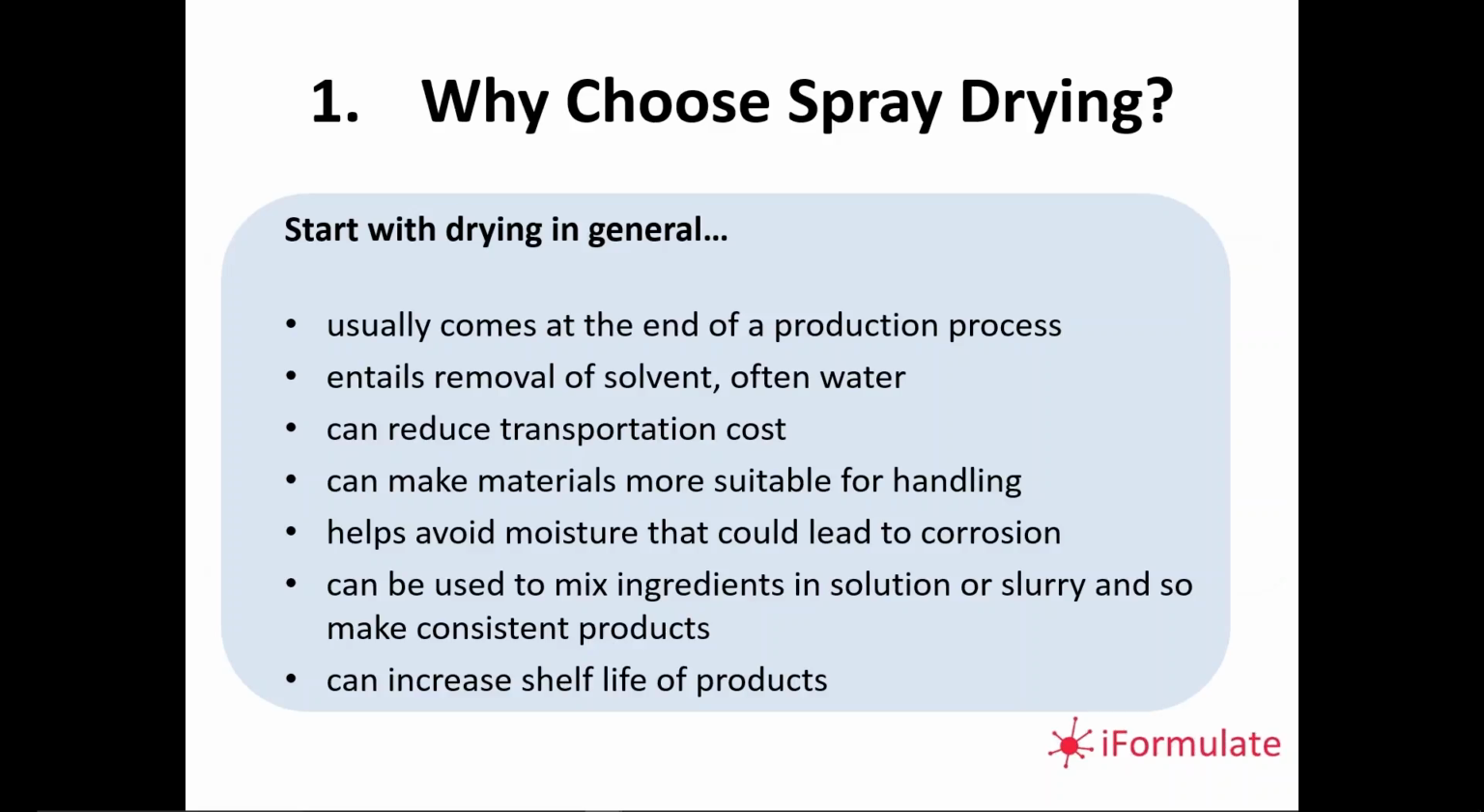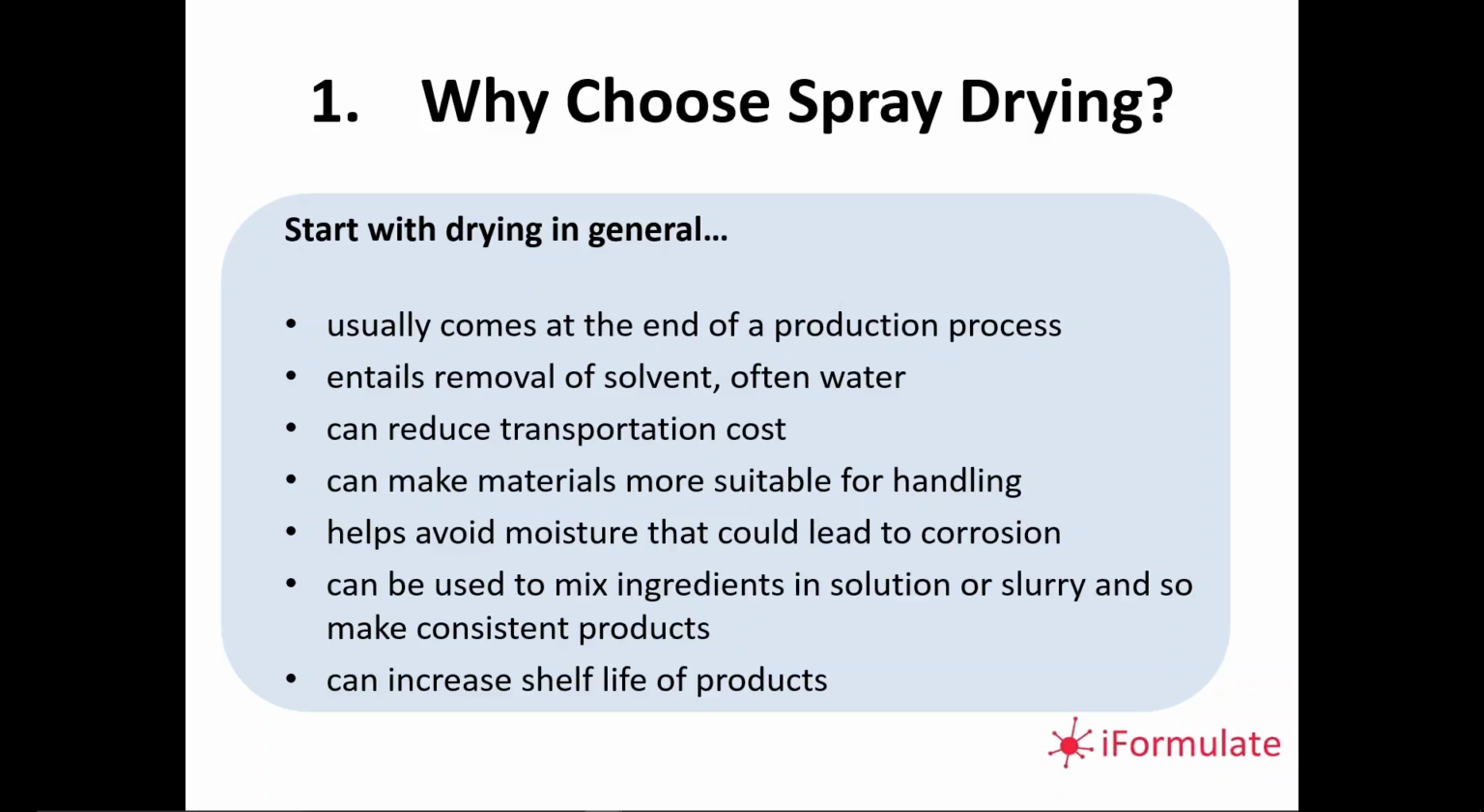So let's start by taking a look at the subject of drying in general before we start talking in specifics about spray drying. We'll be focusing on water as the solvent today, although the principles apply to all solvents. Water is usually there, of course, due to a previous step in the process, a chemical synthesis or a biological process. So drying in general usually comes at the end of a production process. It means that you are removing a solvent, usually water, as we've said. It can help to reduce transportation costs. It can make your materials more suitable for handling. Drying is conducted to avoid moisture that could lead to corrosion.